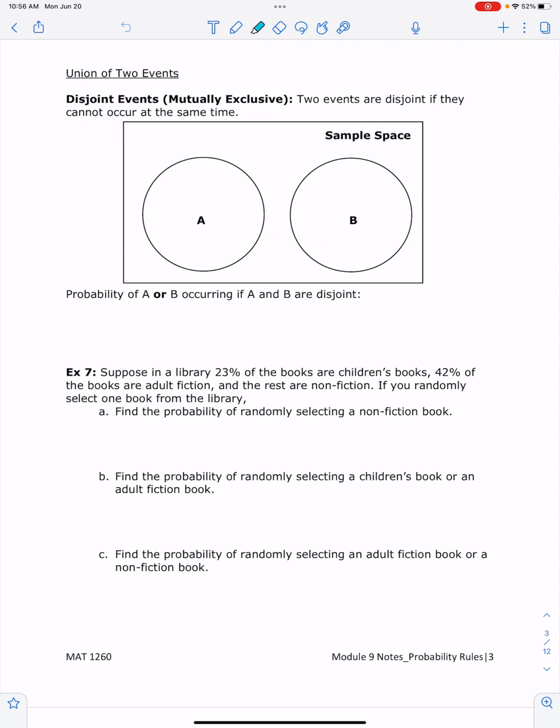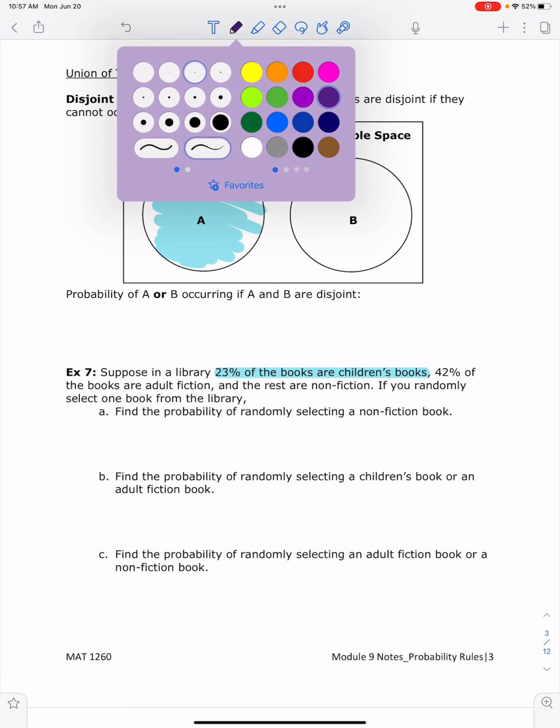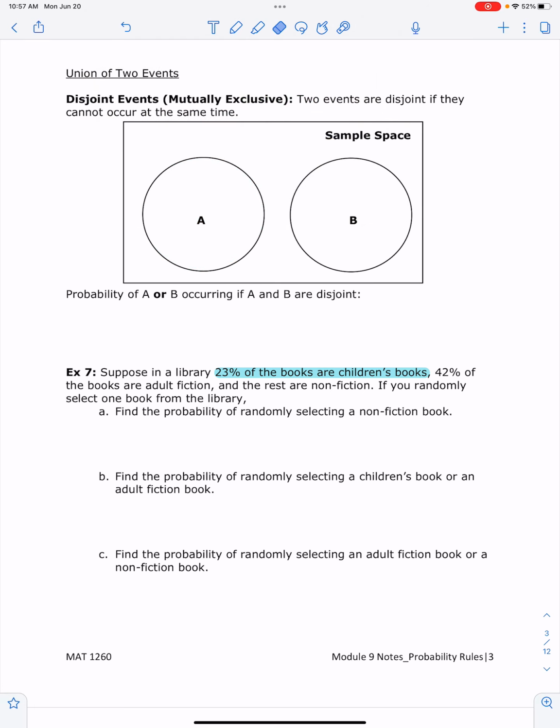So example 7 says, suppose in a library 23% of the books are children's books. Okay, so I'm going to make that my event A. These are my children's books. And this is 23% of all the books.